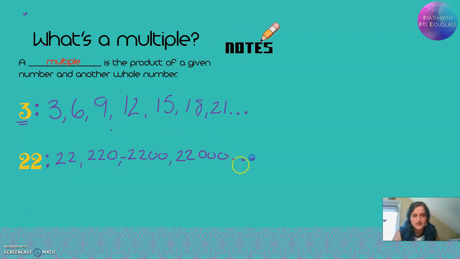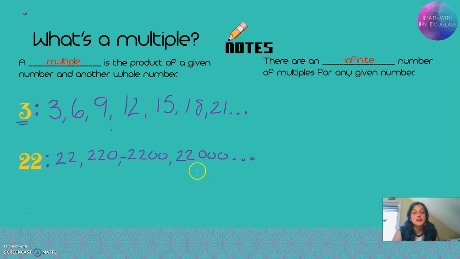End it with a dot, dot, dot, an ellipsis, because there are an infinite number of multiples. Infinite is like infinity, never ending. You could spend the rest of your life listing multiples of 22. And since we don't want to do that, that's why we put dot, dot, dot. Okay, multiples. Not too bad, right?